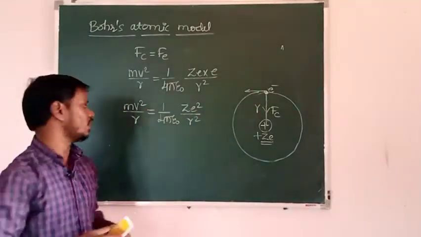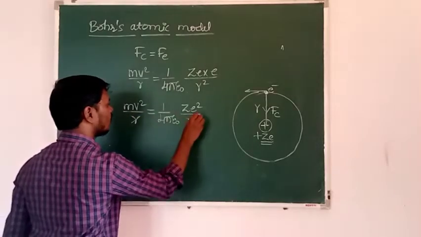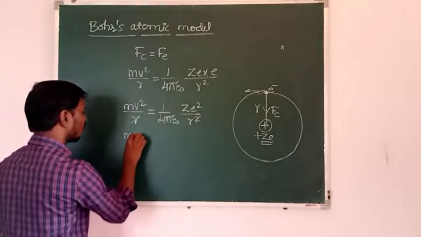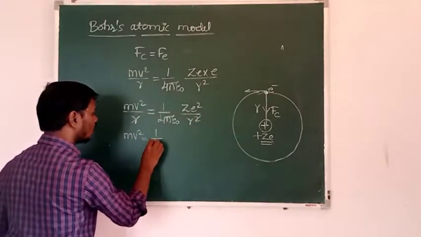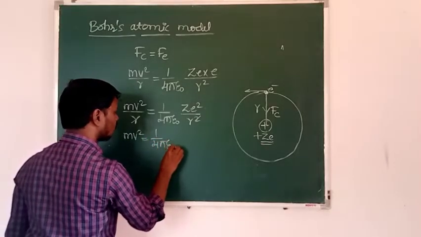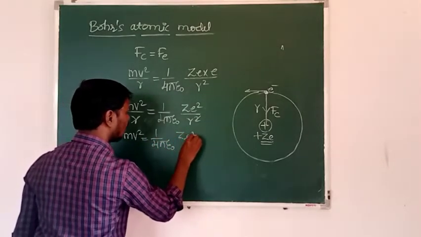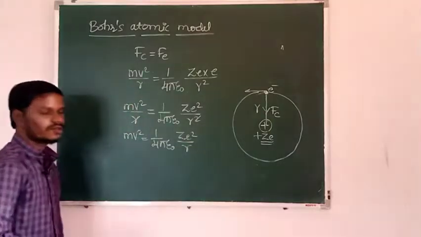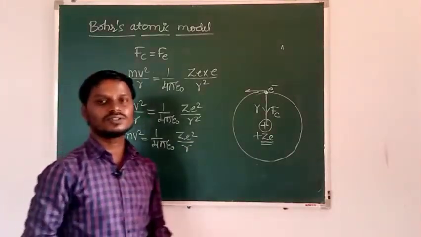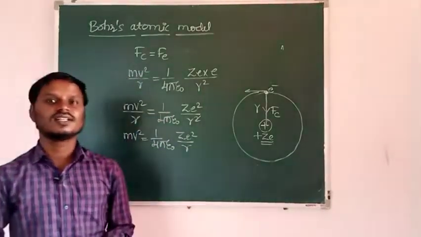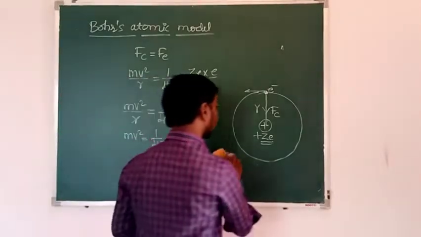Then one r gets cancelled. Then mv square is equal to 1 by 4 pi epsilon naught Ze square divided by r. Okay, so this is about the first postulate of Bohr's atomic model. Then what is the second postulate?